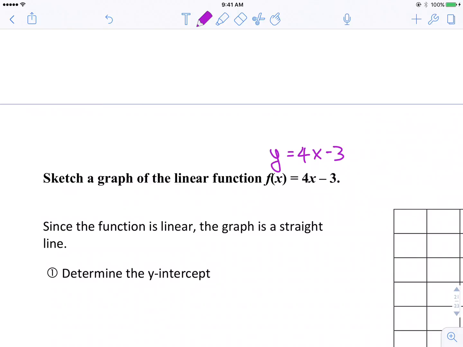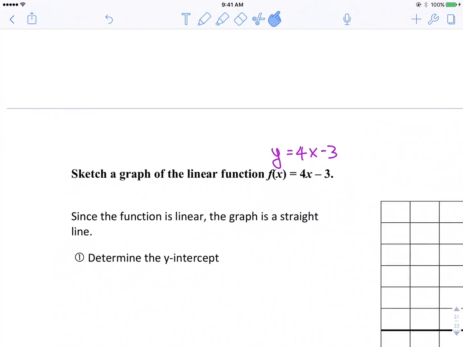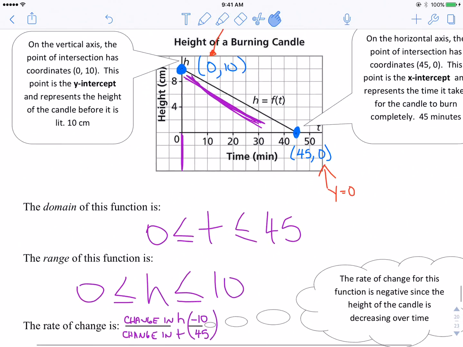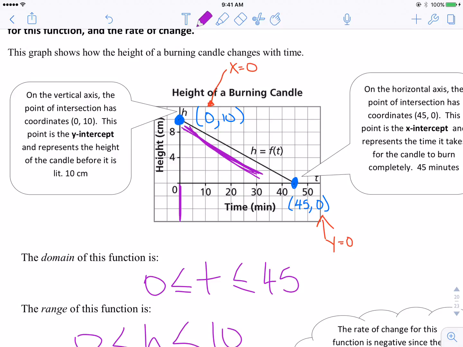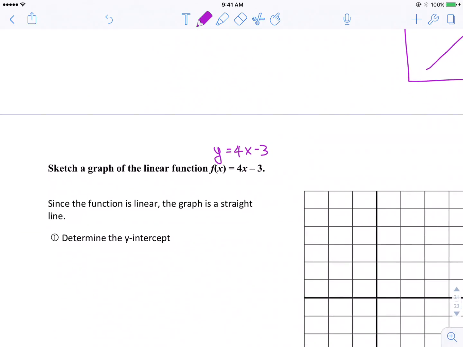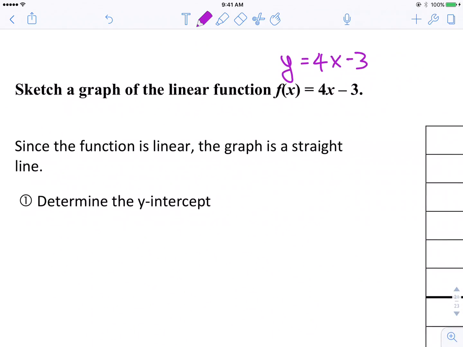Determine the y-intercept. From what we talked about in the last video, what do we know about the y-intercept? What do we know about this point right here? Well, we know that the y-intercept has an x value of 0. So whenever we are trying to calculate the y-intercept, x has to equal 0. So I use that part of the data and substitute that into my equation.